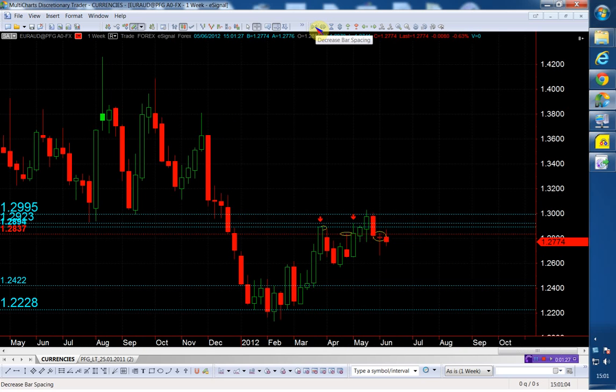So before we can consider any movement, let's say to the upside in the Euro Aussie, it has to trade above the 129.23. So as long as we're below that 129.23, we are really bearish on the Euro Aussie, and we should be looking for the Euro Aussie to continue to the downside.